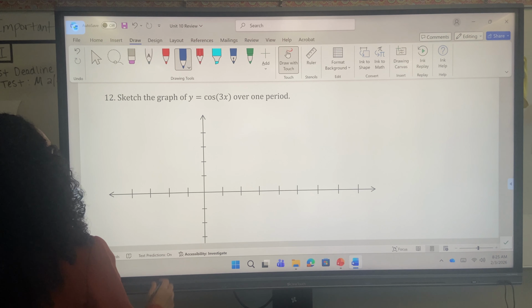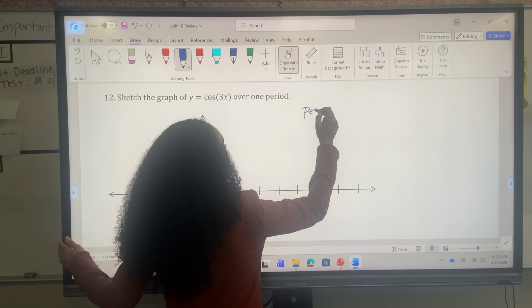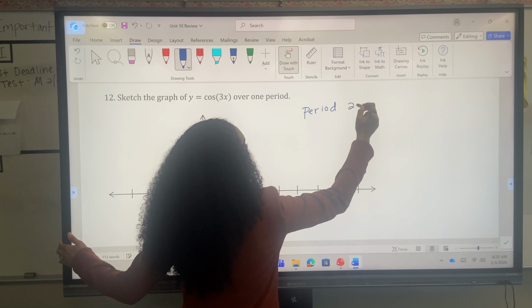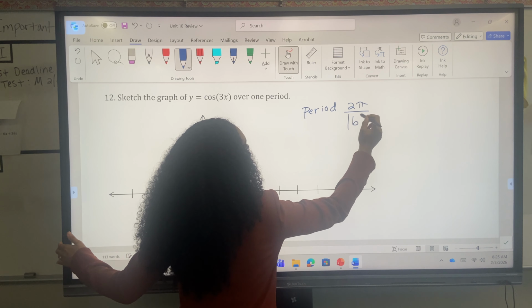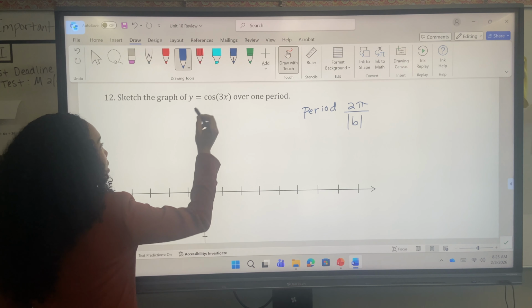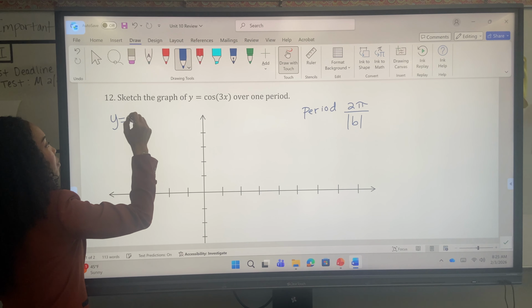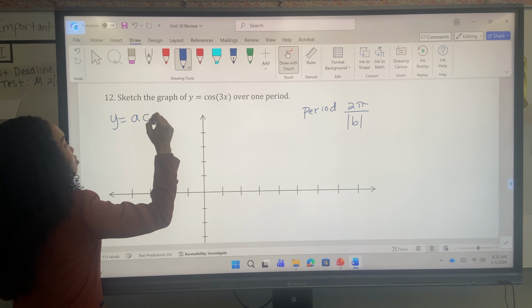This is number 12. So first, let's find the period. The period is always 2 pi over the absolute value of b. And just so you remember, this is what the transformations look like.